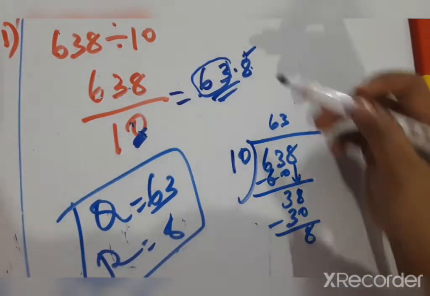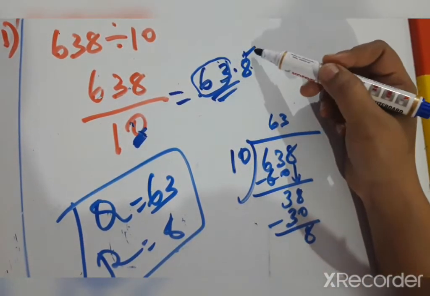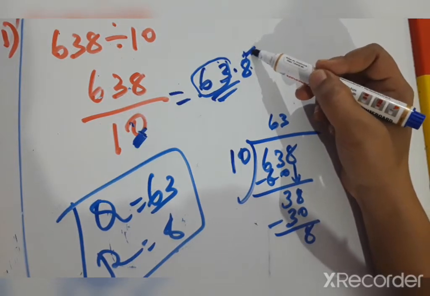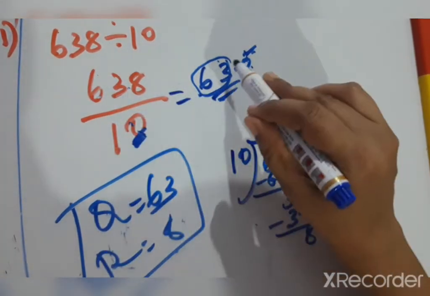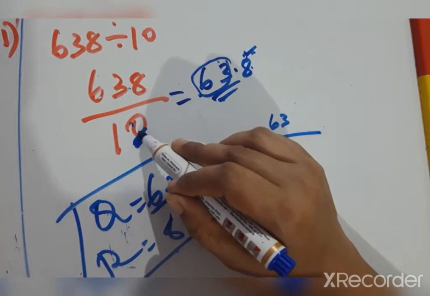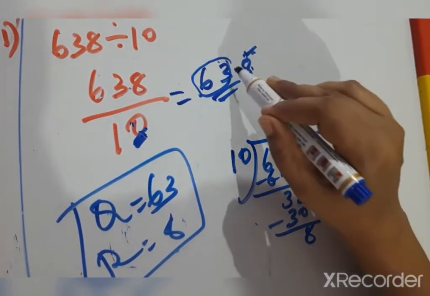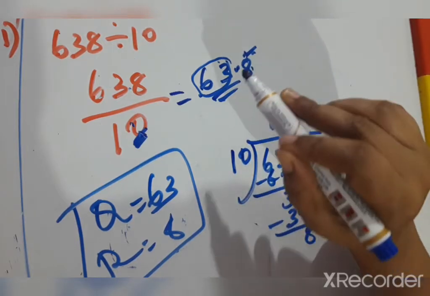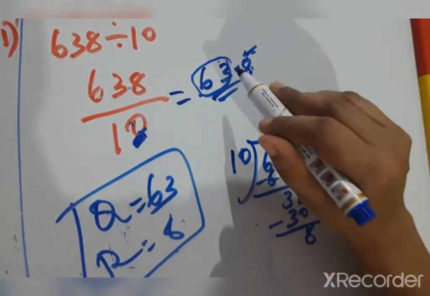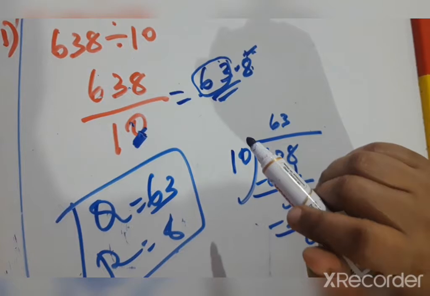Look here, children. The quotient is 63 and 8 is the remainder. Write the numerator as it is and count the zeros in the denominator. If there is 1 zero, after 1 number there is the point, meaning after the decimal point there should be one number. If there are 2 zeros, after the decimal point there should be two numbers.